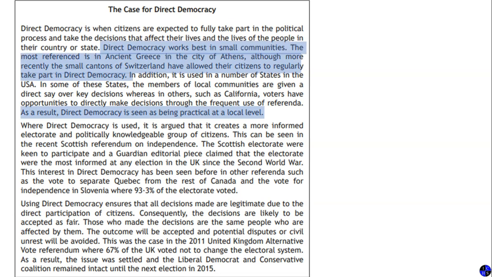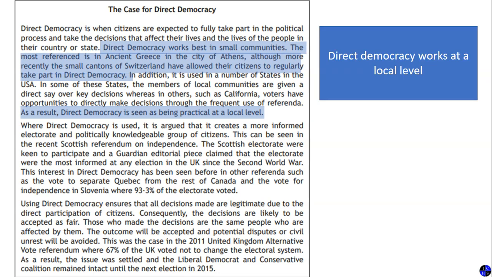Now what we should notice in source 1, it's all sort of talking about the same thing. It's mentioning a few different pieces of information about where direct democracy is used, ancient Greece and Switzerland. Goes on to talk a bit about America, but if you notice the bits here that I've highlighted, it allows us to build this case that direct democracy works at a local level.